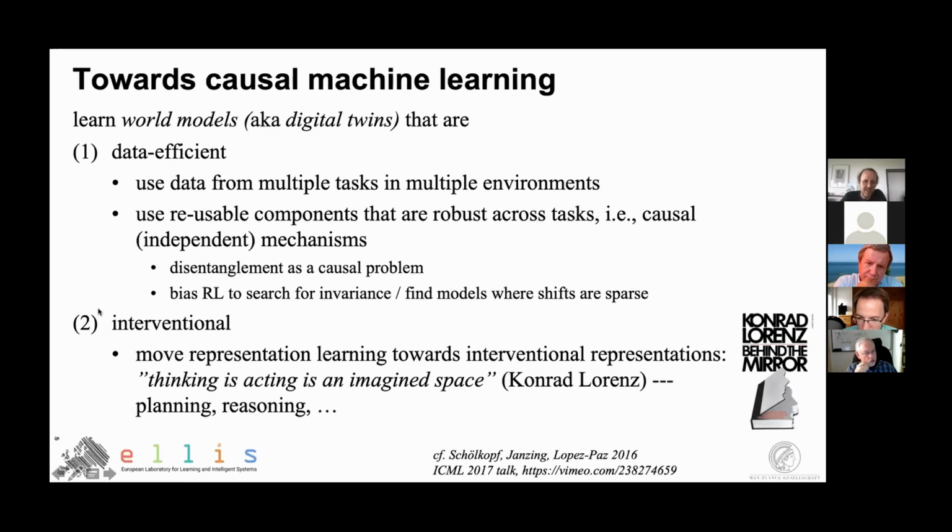The second aspect is these models, world models, should be interventional, in the sense that they should allow a notion of intervention in action. And I like this quotation of Konrad Lorenz. Konrad Lorenz was an Austrian ethologist, so studying animal behavior. And he said at some point in a book, effectively something like, thinking is nothing but acting in an imagined space. So if you have an imagined space which is interventional, which supports actions, then you can start performing thinking in this sense of ethology. You can perform planning, reasoning, and do things that animals do.